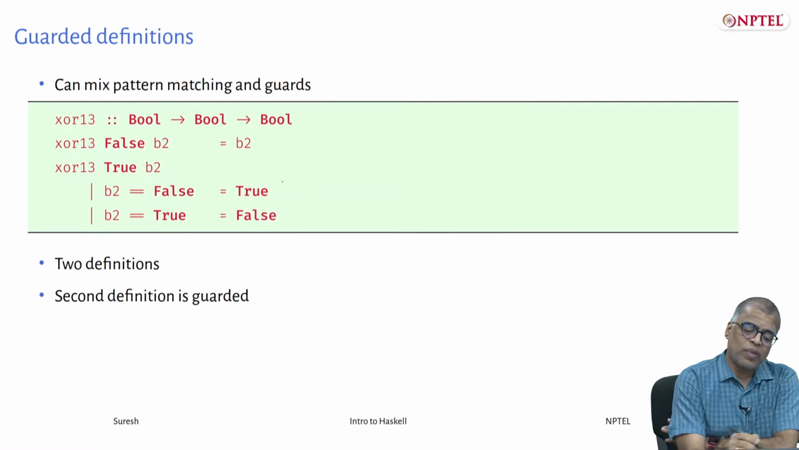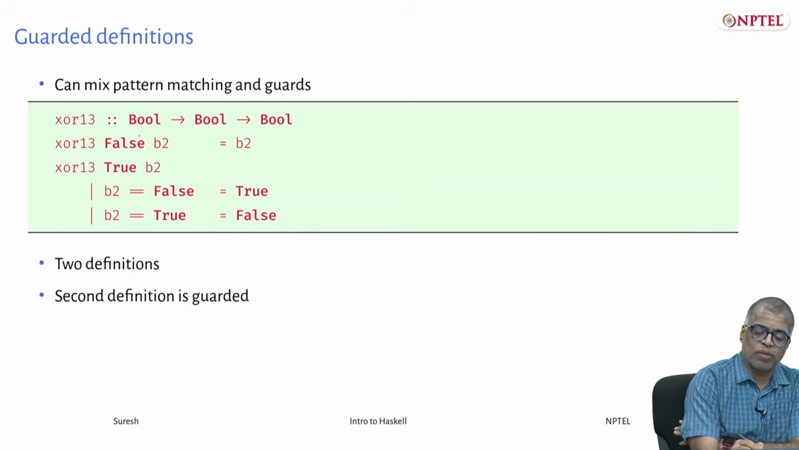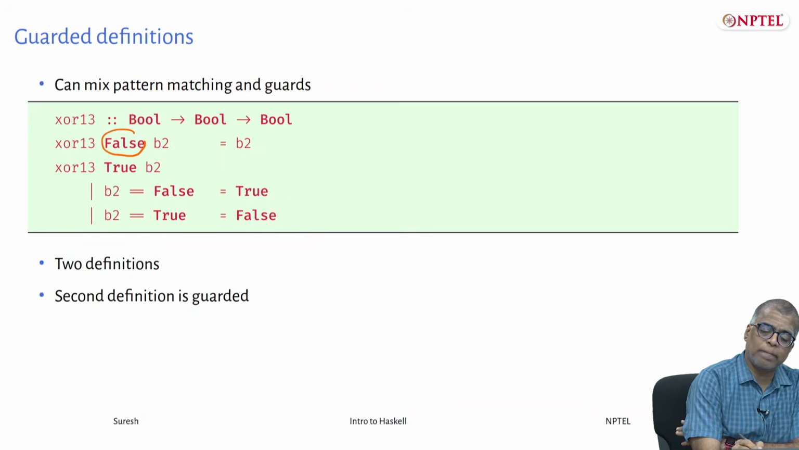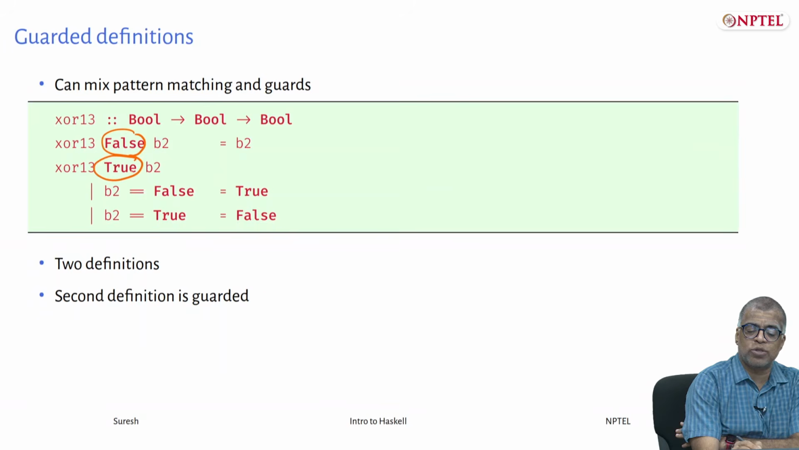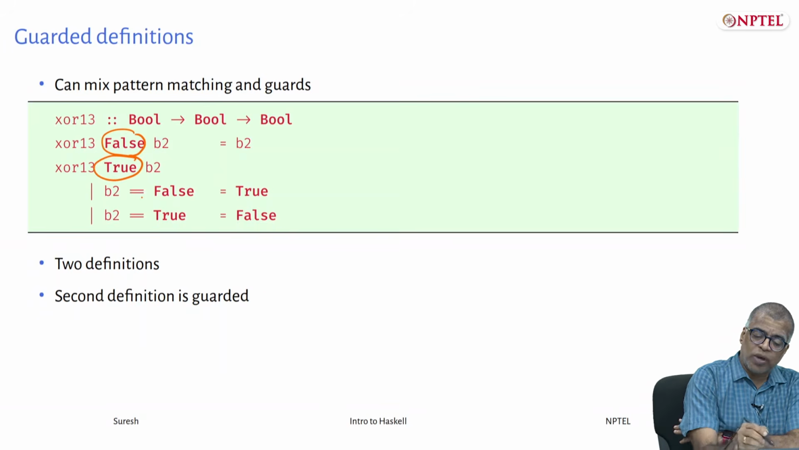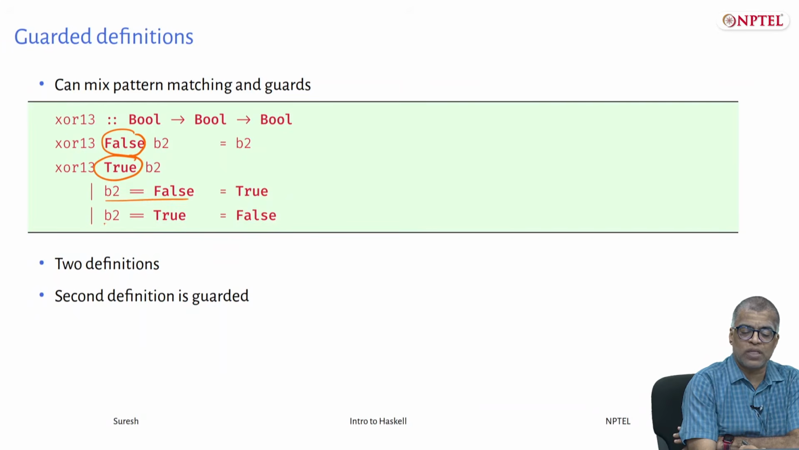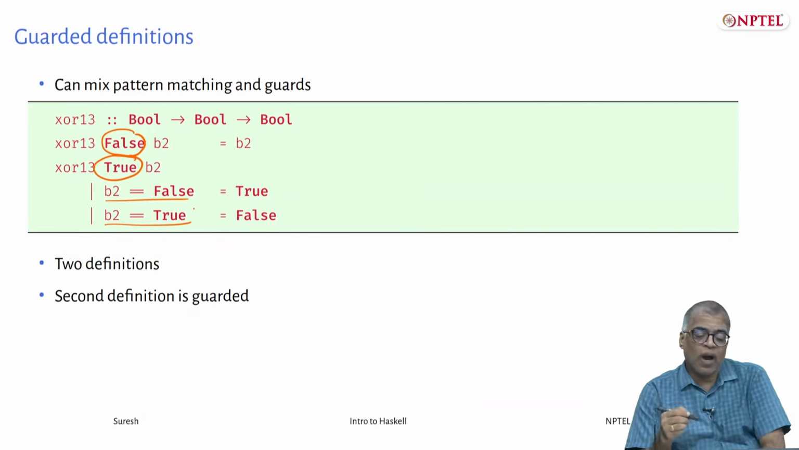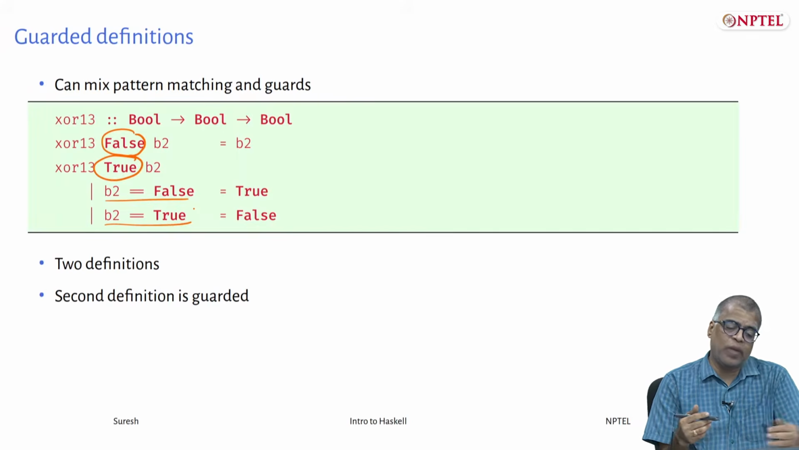So here there are two lines of definitions. The first line caters to the case when the first argument is false. The second line applies when the first argument is true, and in that there are two cases. The first case is when this guard is true, the second case is when this guard is true. And guards also will be processed.